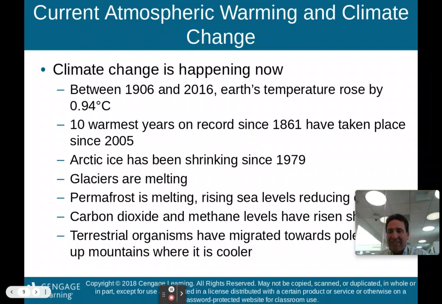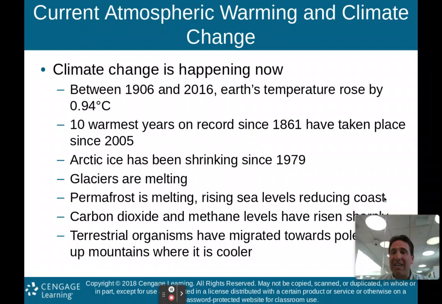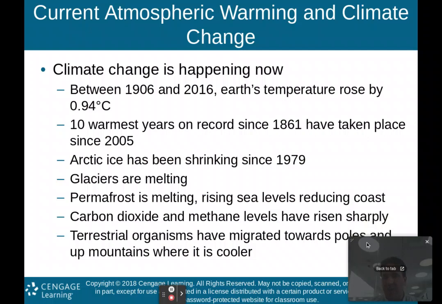So that's historical. Now let's talk about current atmospheric warming and climate change. Climate change is happening now. Between 1906 and 2016, Earth's temperature rose by 0.94 degrees Celsius. So you think that's not a lot, but when you factor in it's the overall temperature of the entire globe, that it's almost risen 1 degree Celsius in about 100 years, that is way too fast. Again, that is not natural. The natural would have taken hundreds or thousands of years to see that temperature increase by 1 degree. Here it's happening in just 100 years.